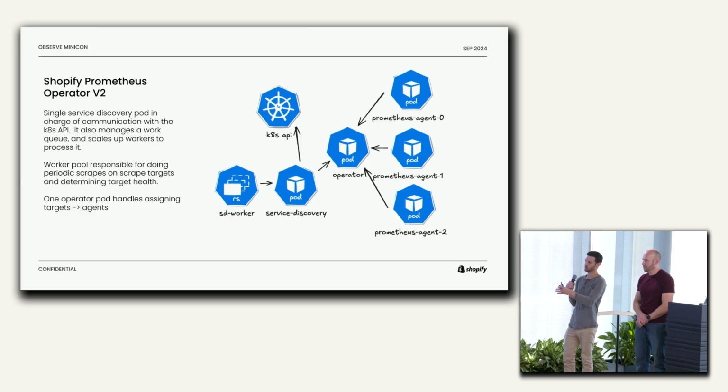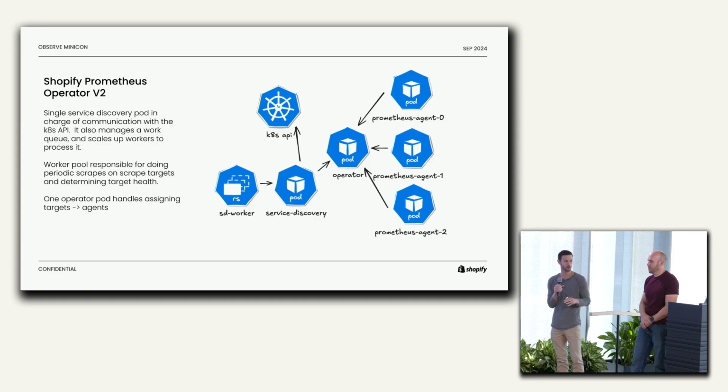So in this case, we can scale the service discovery workers and have many of them. Their job is only to monitor these targets to see how big they're getting or how small they're getting. And the service discovery can do only what it needs to do, which is discover the targets.